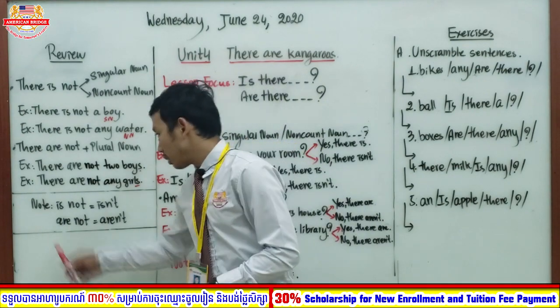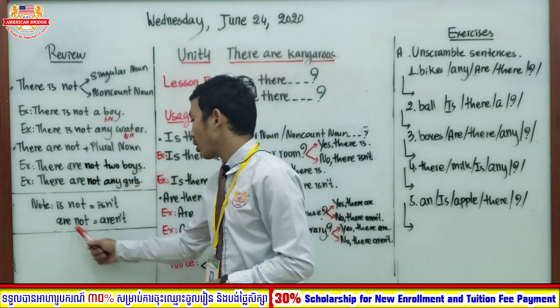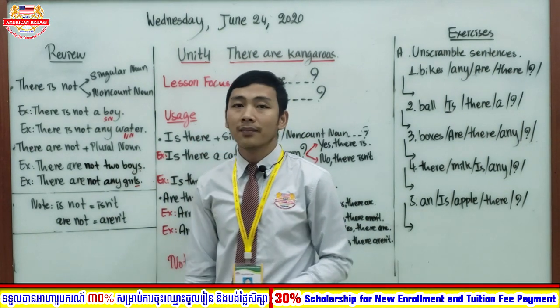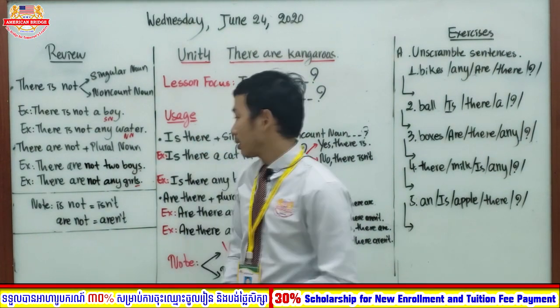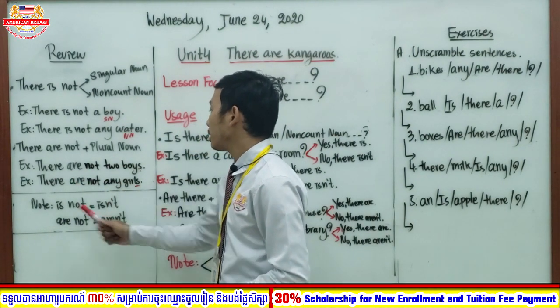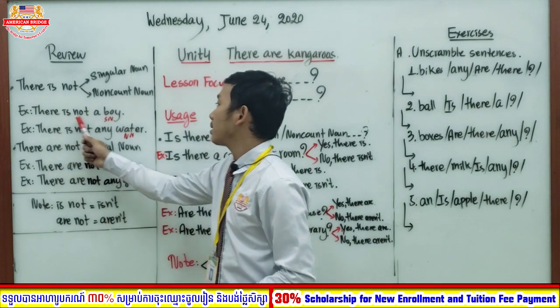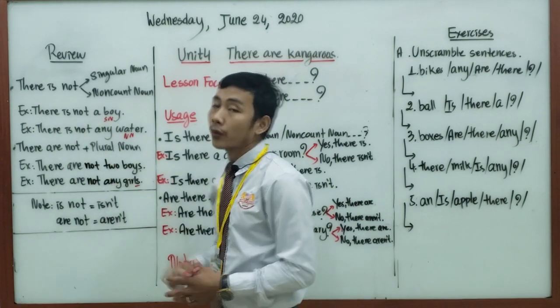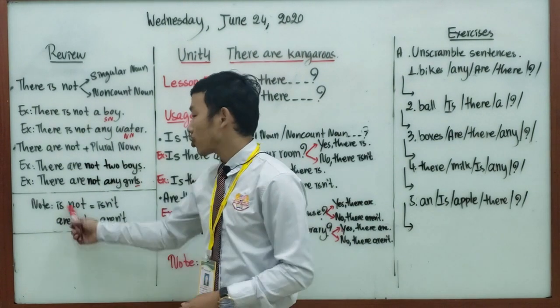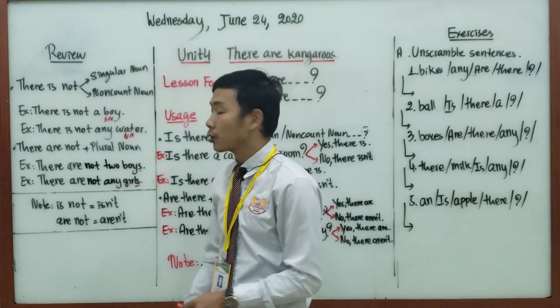And note, everyone, you need to note, is not equals isn't, and are not equals aren't. So in these sentences you can say there aren't two boys, there aren't any girls. For these you can say there isn't a boy, there isn't any water. Okay. This is a short form that you can write or use in speaking as well.